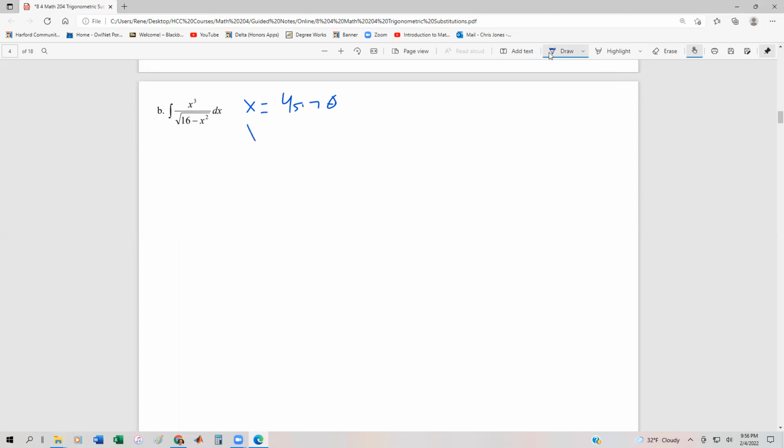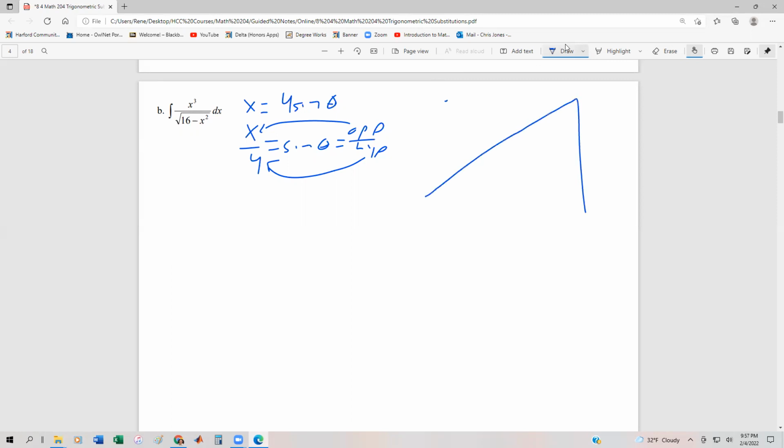We divide by 4 because we want to make our triangle. We know that x over 4 is our sine theta, which means that that's going to be our opposite over hypotenuse. So the hypotenuse is 4, and the opposite is going to be x. And so on our right triangle, if we were to draw this, here's our theta, and our hypotenuse is 4. The opposite side is x, and then we can use the Pythagorean theorem again.